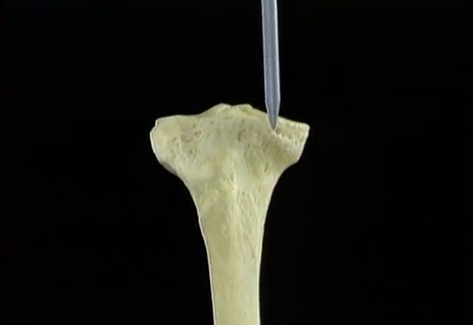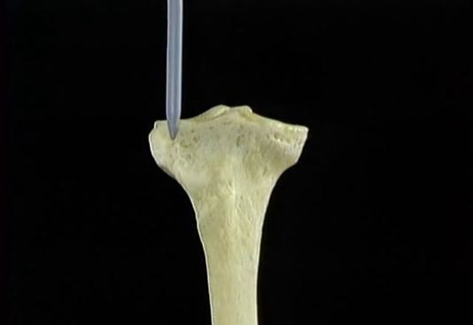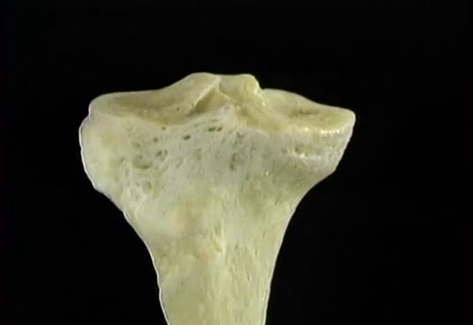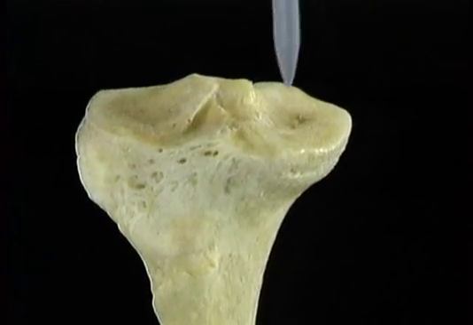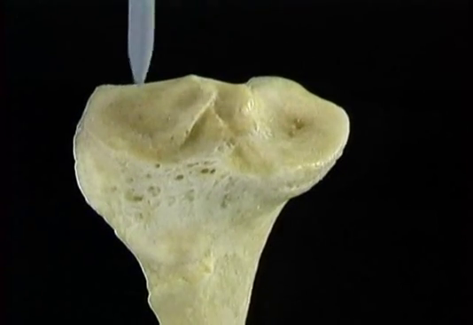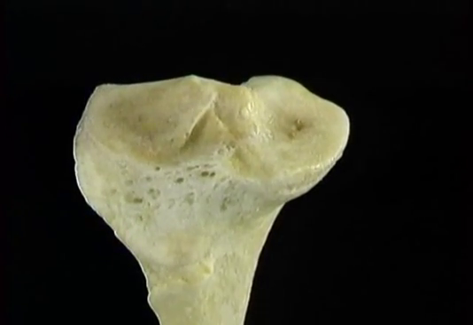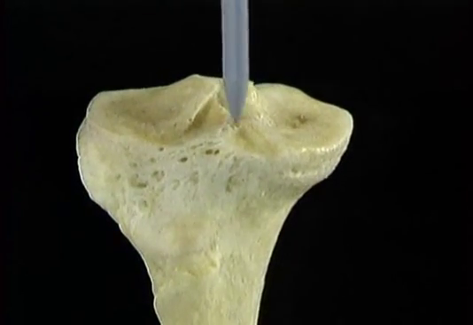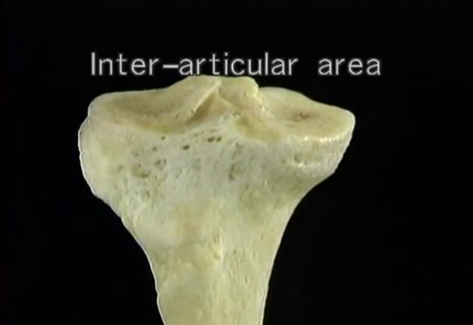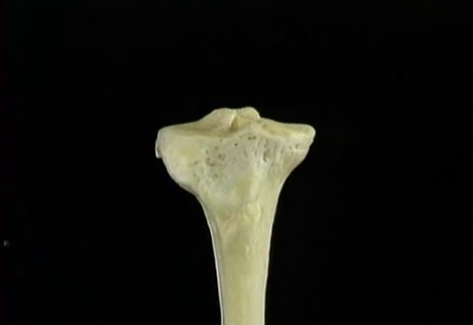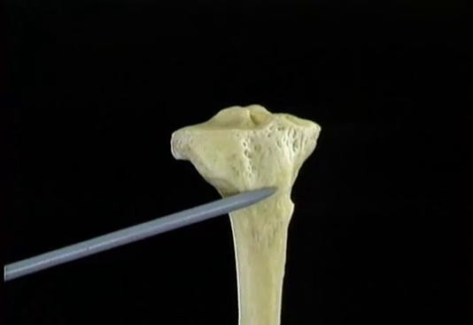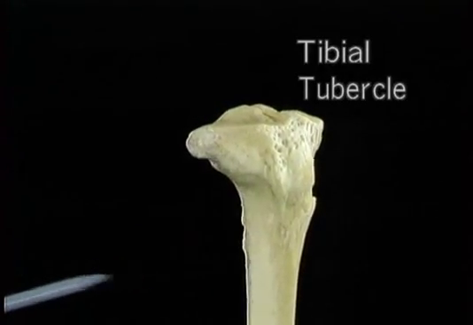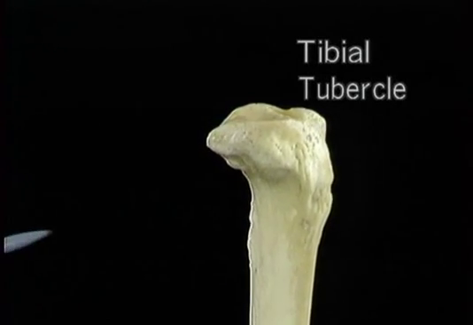This is the medial condyle, this is the lateral condyle. On top of the two condyles are two quite separate articular surfaces. They're much flatter than those on the femur. The rugged expanse between the articular surfaces is the interarticular area. This prominent lump on the front, the tibial tubercle, is the final insertion of the quadriceps tendon.